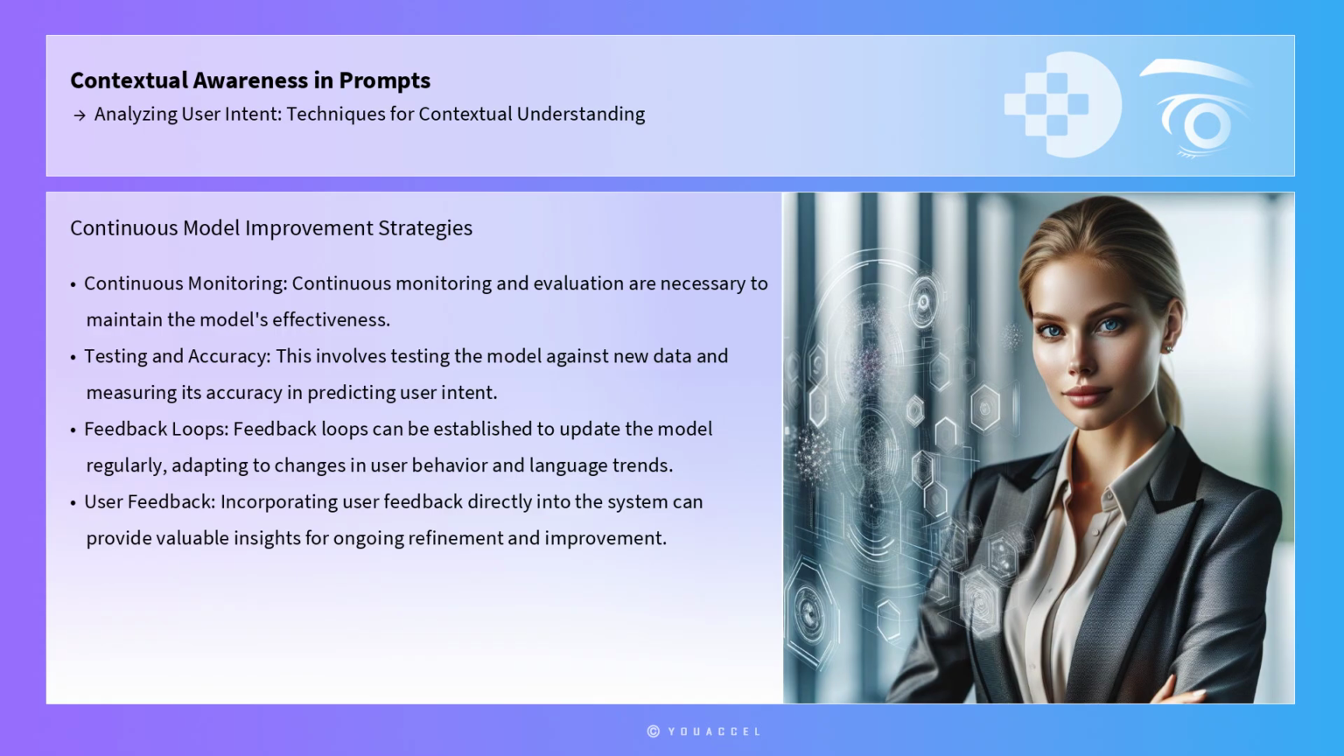Once the model is trained, continuous monitoring and evaluation are necessary to maintain its effectiveness. This involves testing the model against new data and measuring its accuracy in predicting user intent. Feedback loops can be established to update the model regularly, adapting to changes in user behavior and language trends. Moreover, incorporating user feedback directly into the system can provide valuable insights for ongoing refinement and improvement.